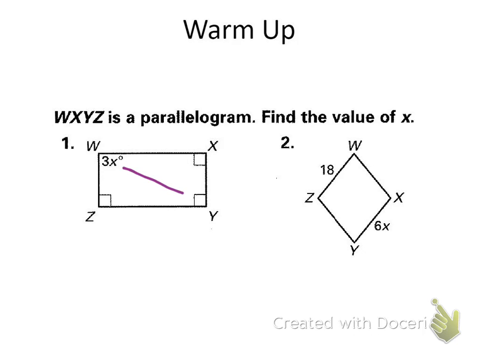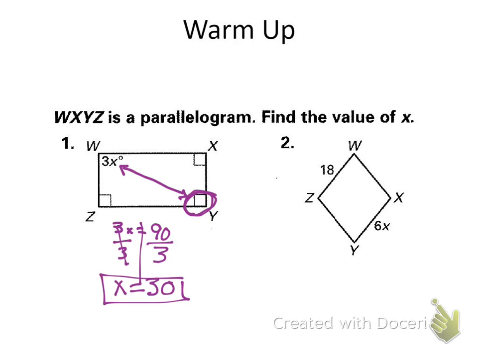What do I know about opposite angles? So what would 3x be equal to? 90, because this is a 90-degree angle. Okay, these two should equal each other. So I'm just going to divide both sides by 3. X equals 30.